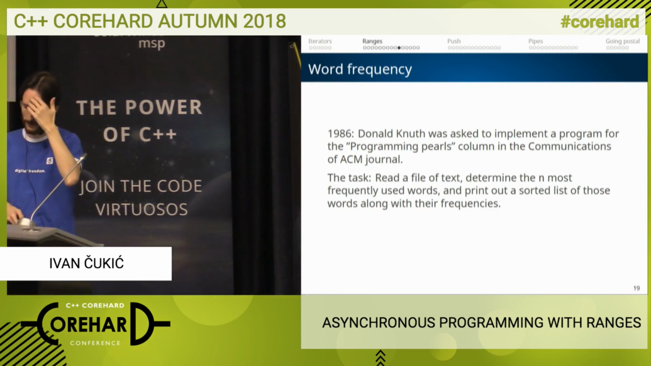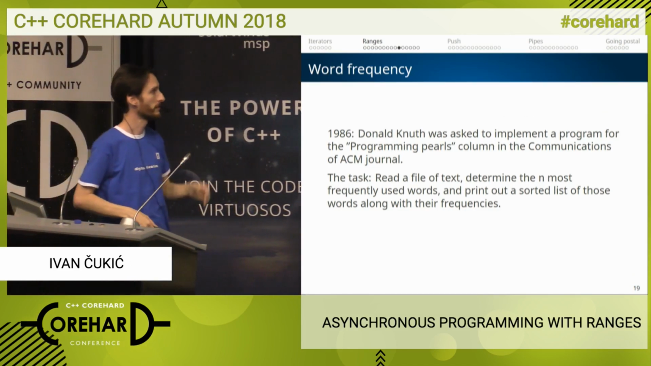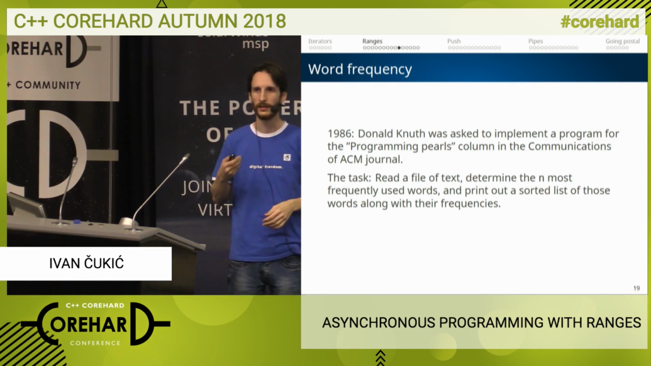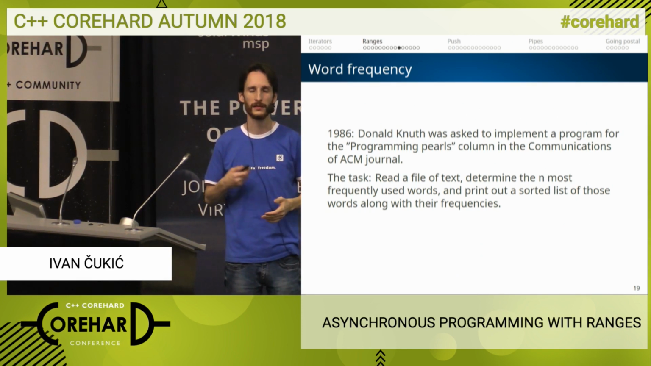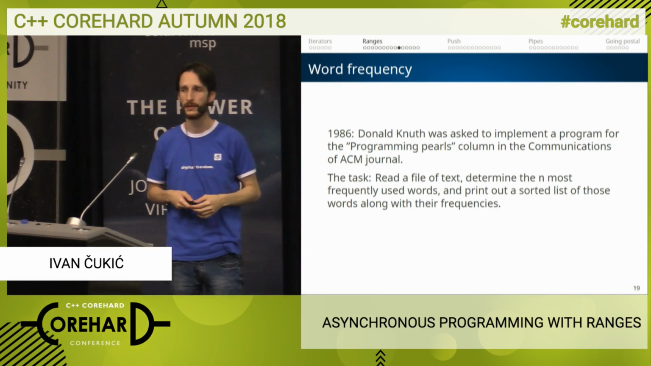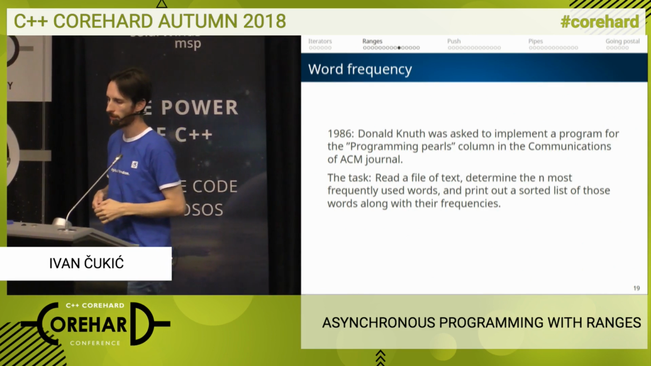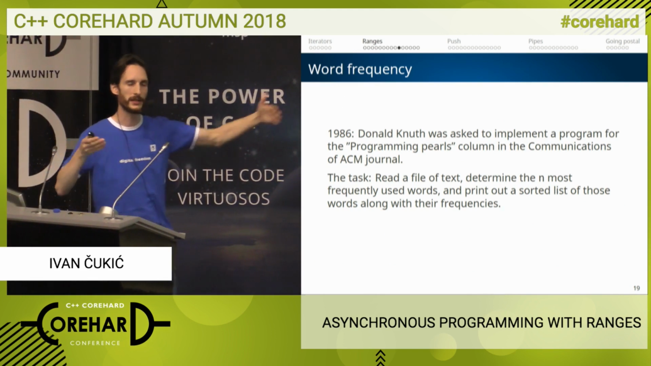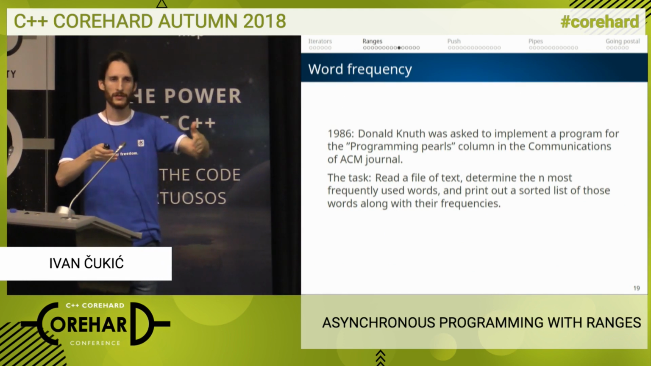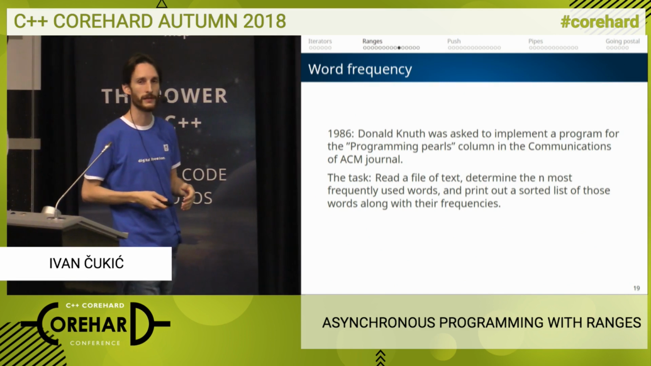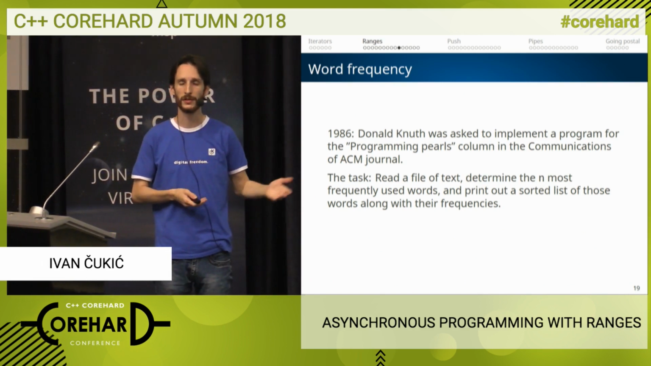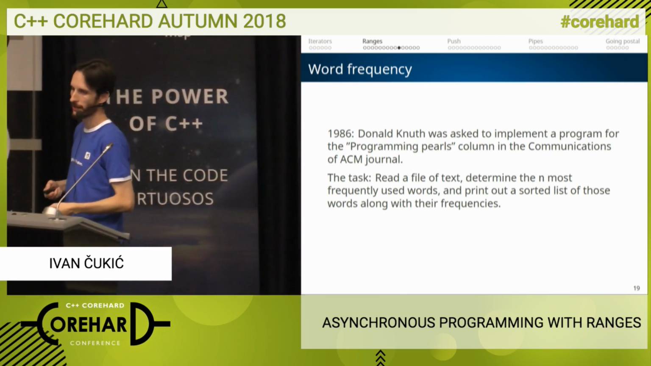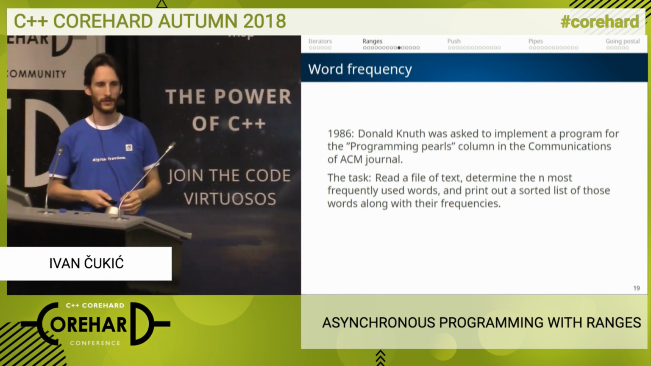So one of my favorite examples to show when talking about ranges was Donald Knuth's example of counting frequencies of words. So for the ACM journal, Knuth was asked to implement something that reads a file and calculates which words are most used in a file. And Knuth, being a genius that he is, wrote a really beautiful solution.